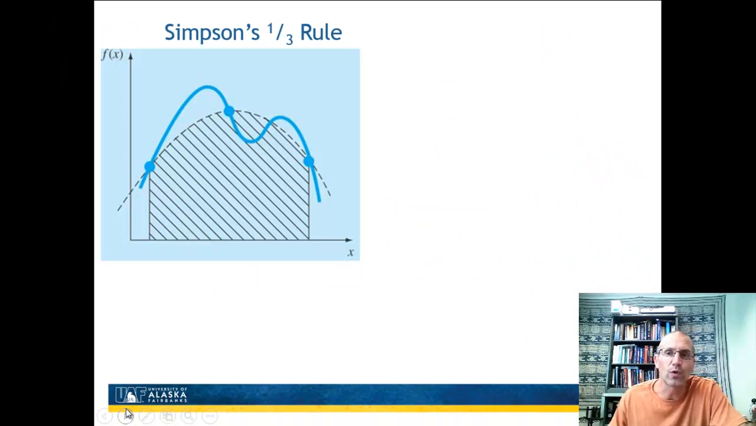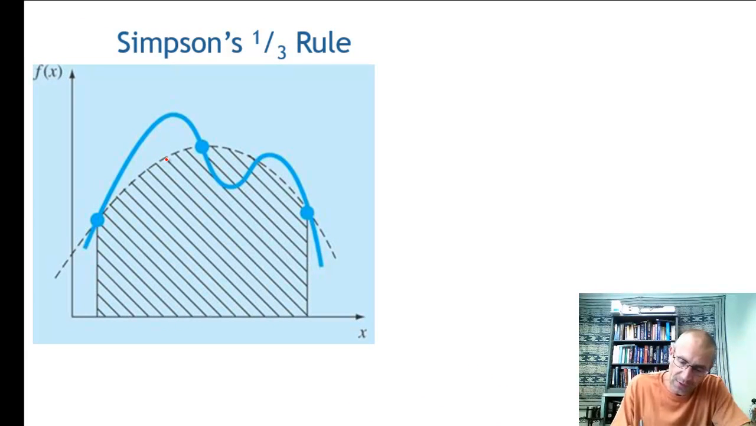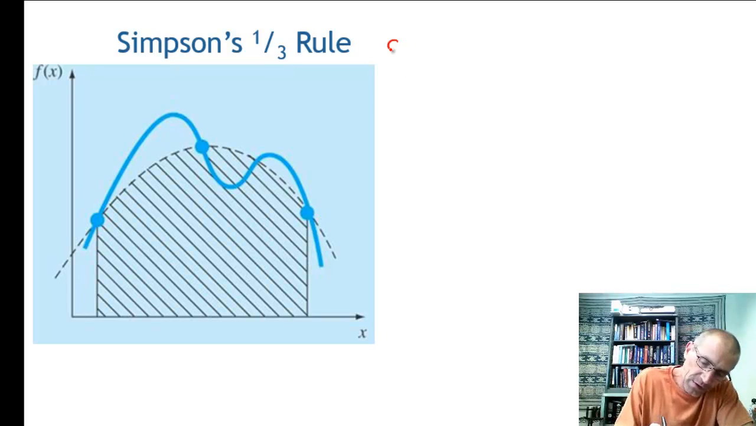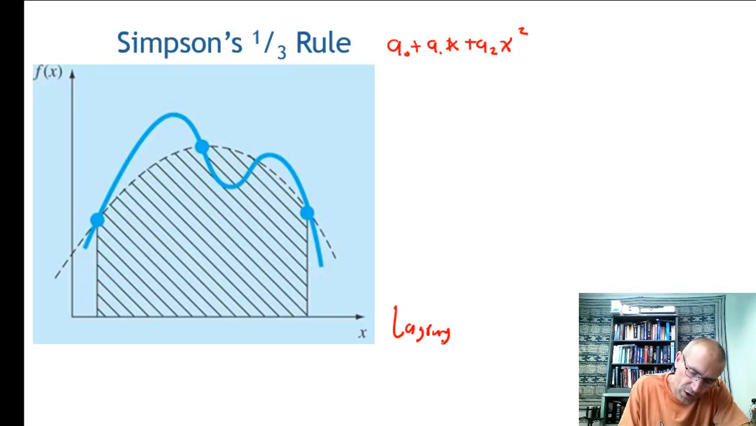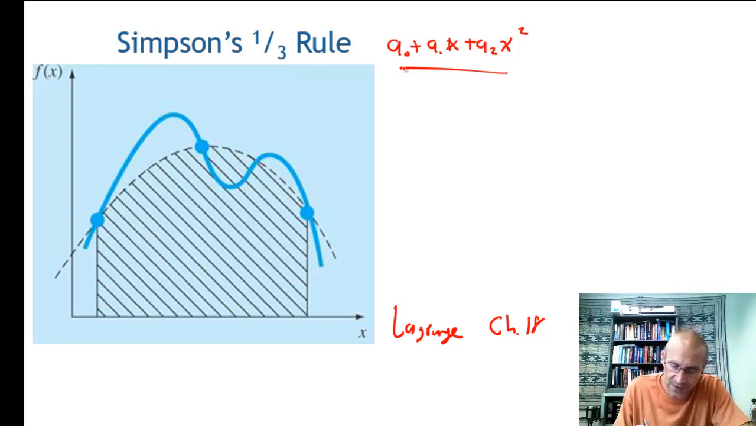Now let's look at the next order up, which would be Simpson's 1/3 rule. Simpson's 1/3 rule says what I'm going to do is fit a second order polynomial. So I'm going to fit something like a0 + a1x + a2x squared. Actually, I'm going to use a little different form. What I'm going to use instead is a Lagrange polynomial. If you remember Lagrange polynomials from chapter 18, it's just a little different form than this right over here, but it ends up with the same idea.